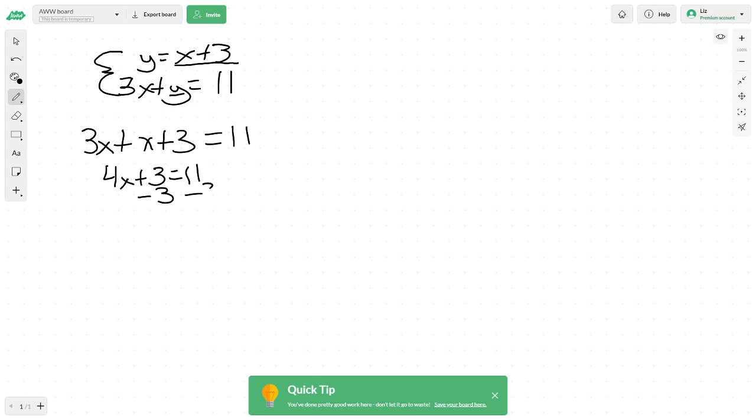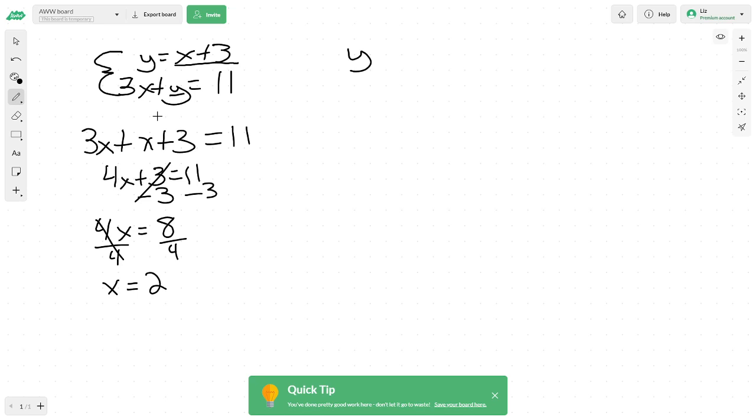Subtract 3. 4x equals 8. Divide by 4. x equals 2. Now I need to substitute that value into one of the original equations. So I'm going to choose this equation because it's smaller. The numbers are smaller, there's less of them. It's already set up really nicely for me.